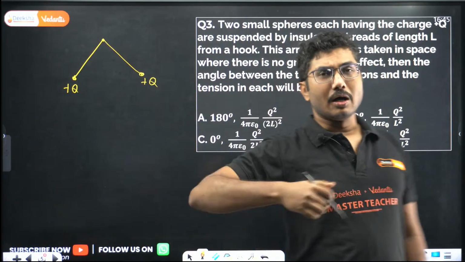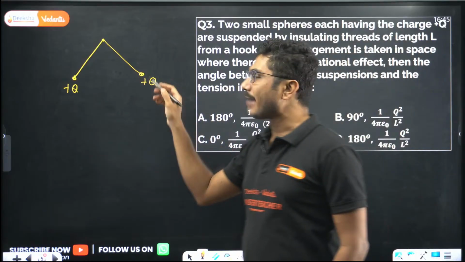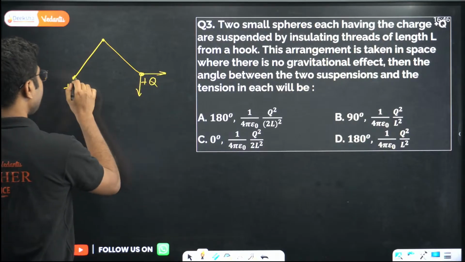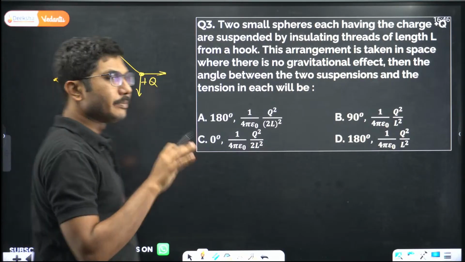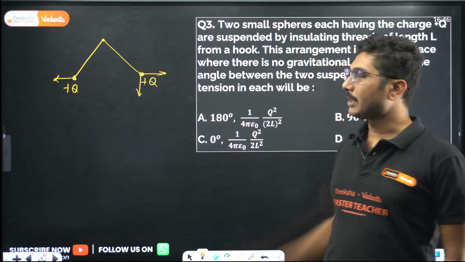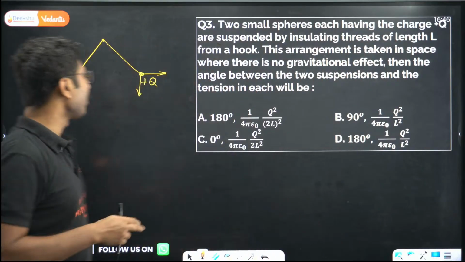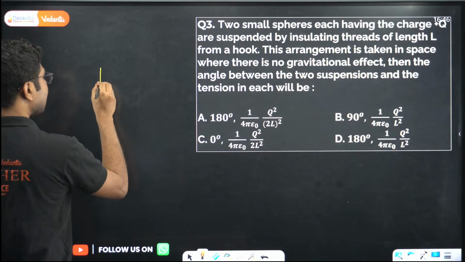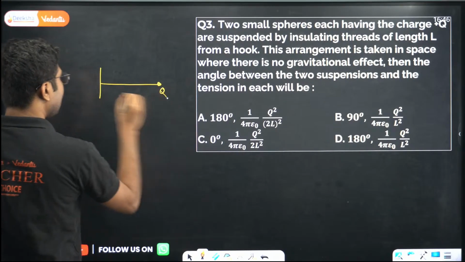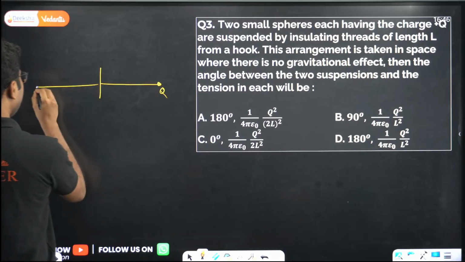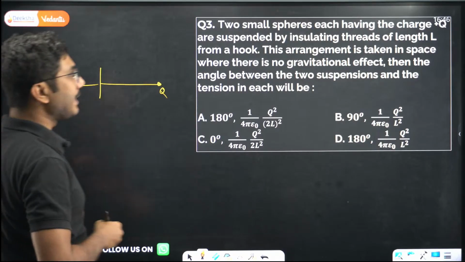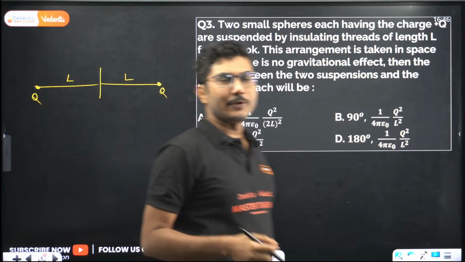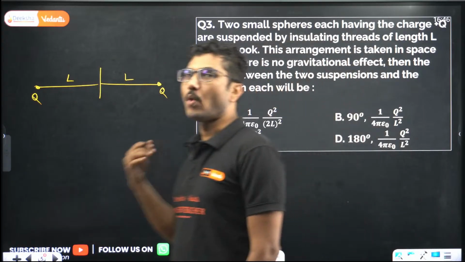Now when they are on Earth, some gravitational force is acting downward, and there is some repulsive force acting sideways. That's why it makes a shape like this. But when you take it into space, there is no gravitational force to balance them. So in space, the only thing that can happen is Q on this side, Q on the other side, suspended by threads of length L. This length is L, this length is also L. So the angle between them in space will definitely be 180 degrees.